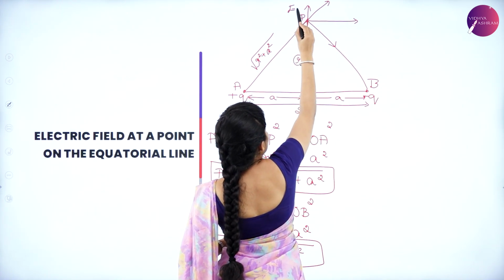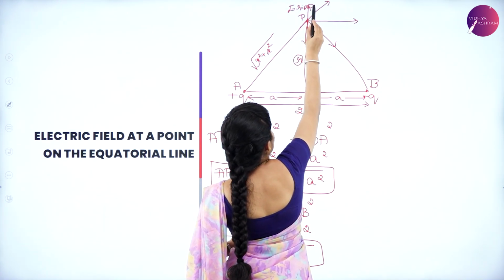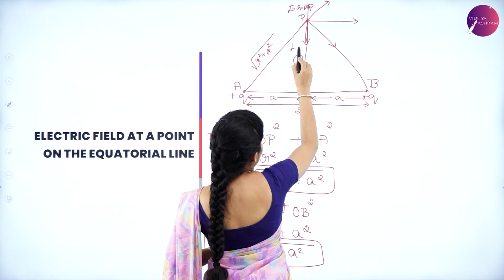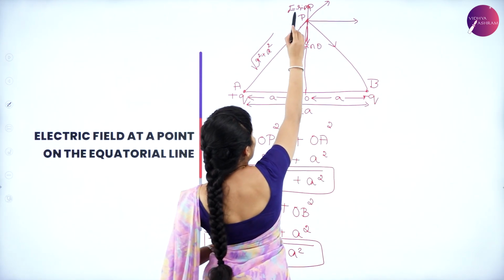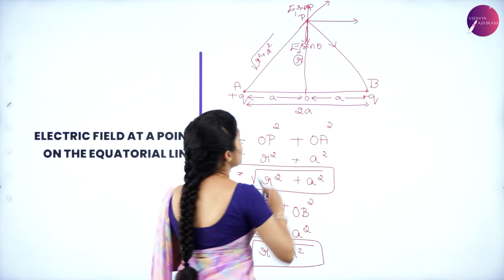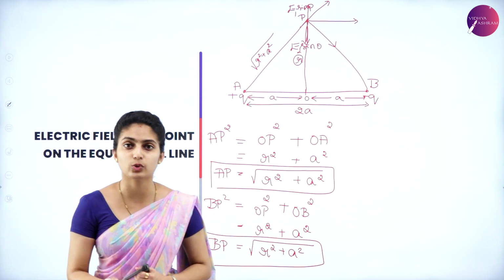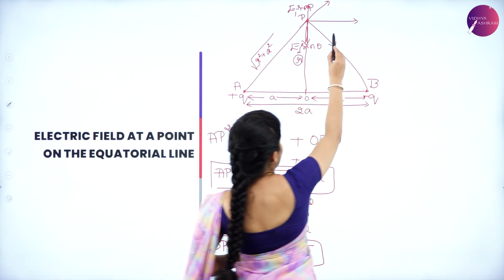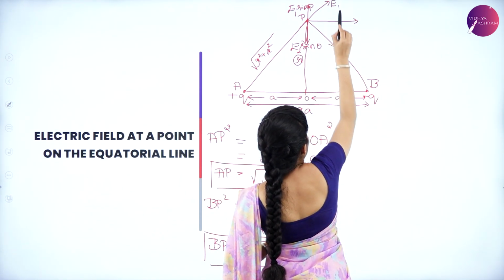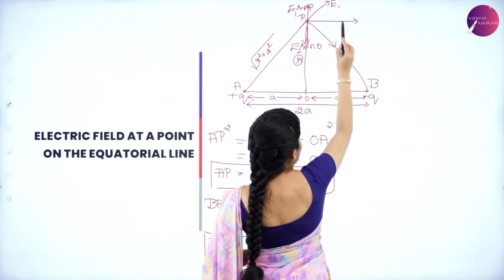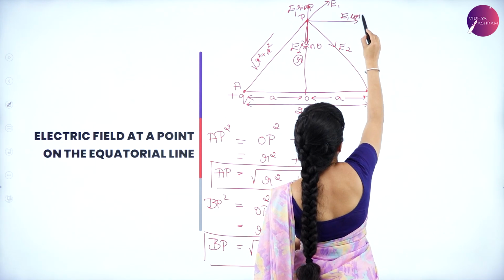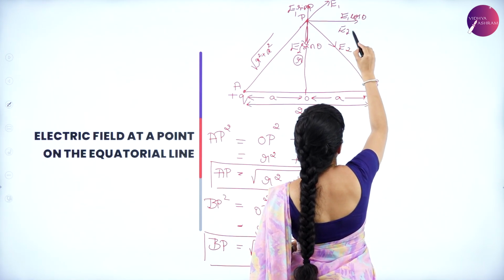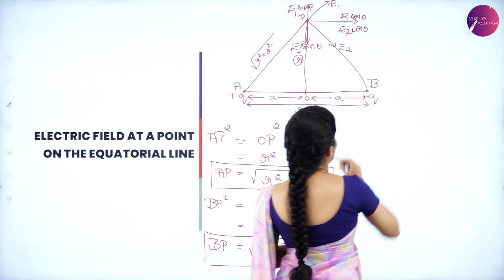Call it E sine theta, that is E plus sine theta, and E minus sine theta. Again we have E sine theta, call it E1 and E2. E1 sine theta and E2 sine theta. And here we have E1 and E2, whereas this horizontal component can be called E1 cos theta and E2 cos theta.